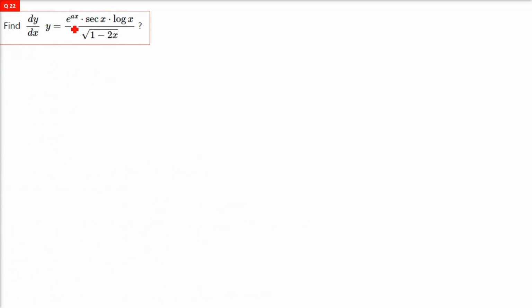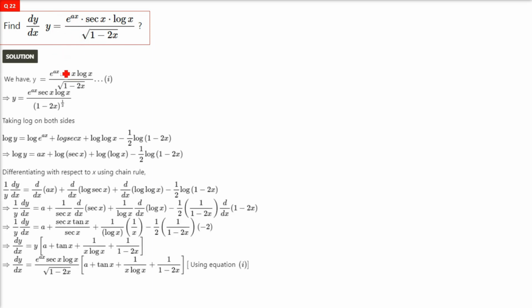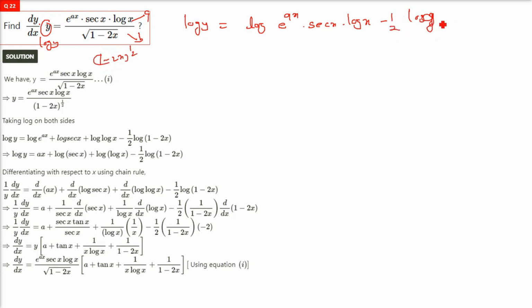Now dy by dx of this term, this is almost similar to what we have done just now. So we'll take log and it will make it very easy. So I'm taking y as the left hand side and then log y. So log y will be equal to log of a by b, and log a minus log b we will do. So log e to the power ax sec x log x minus log of a by b, which is log a minus log b. So it will be log, see this is 1 minus 2x root, that is 1 minus 2x to the power half. Half we can bring in front, it will be 1 minus 2x.